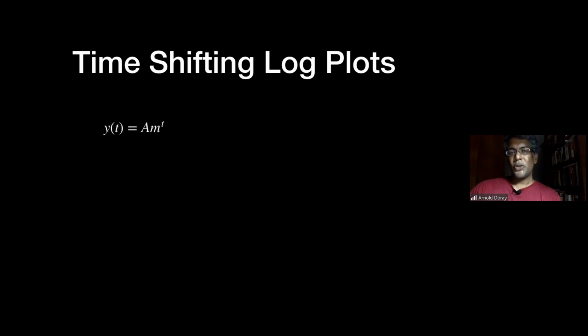So let's assume we have something which is growing exponentially, right? So that's the form that you get. Now, if you log it, then it becomes linear in t, which is time, and log m is the growth factor. So the slope of the graph on a log plot would be m.